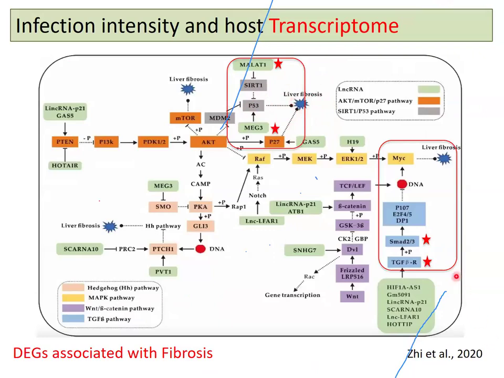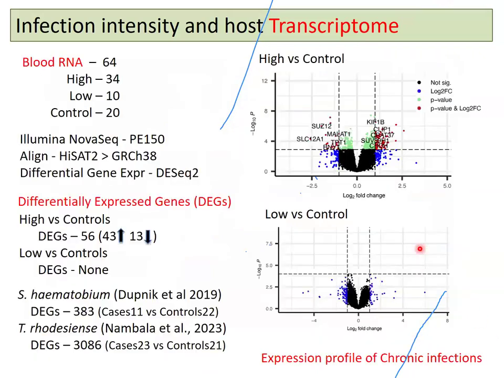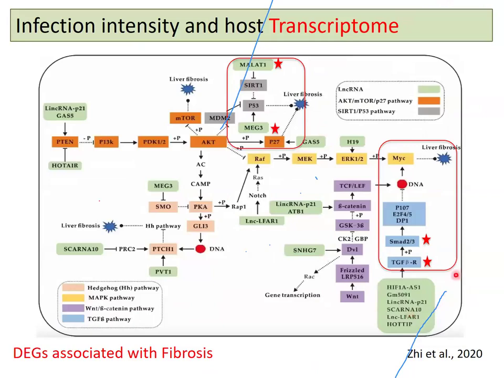We also identified genes like SUZ12, and this one is directly involved in the SMAD and TGF pathway, and this pathway is also involved in liver fibrosis. So we found a number of genes, not so many of them, and these genes are associated with the condition of fibrosis, which is observed in schistosomiasis.